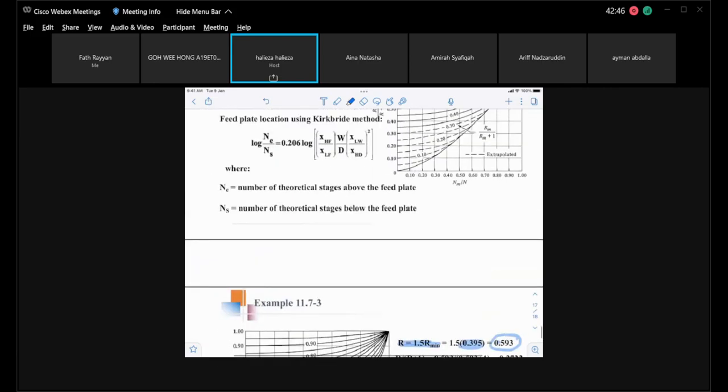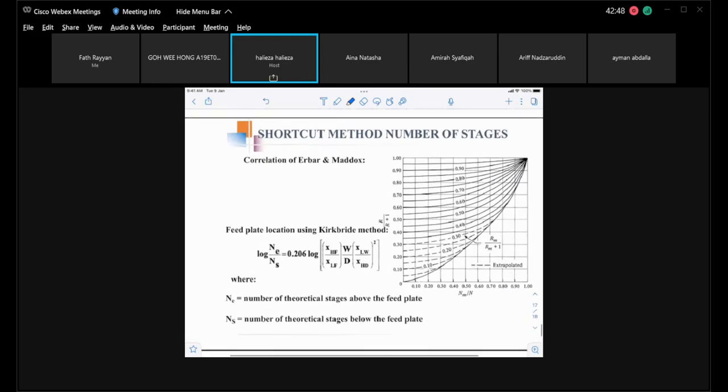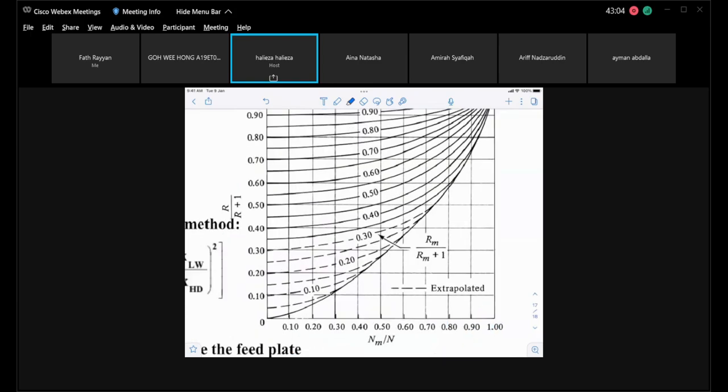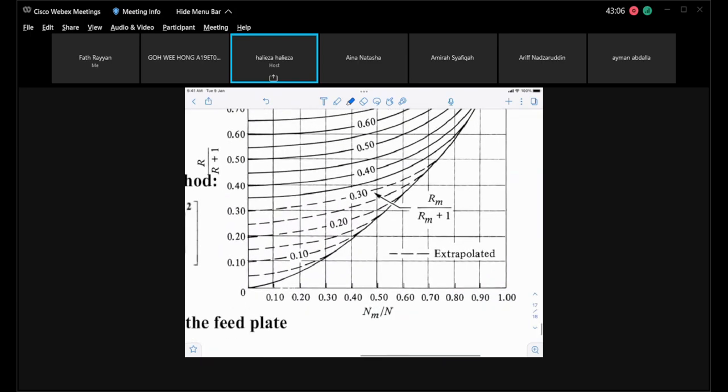Now the next step of the problem will be to get the number of stages and the feed location, the plate or the feed location. In order to get the number of stages, you will use this graph. If you look at this graph, this is N min. We already managed to get that earlier. We used the Fenske equation to get N min.